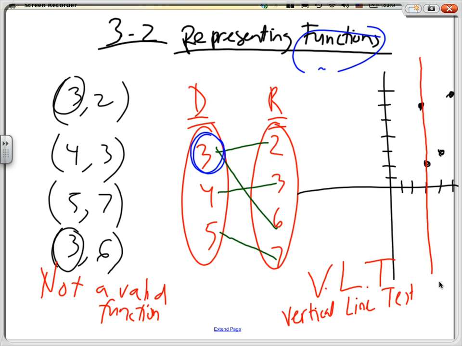So these are 3 different ways to do the exact same task, but I need to make sure that you know how to validate. If I ask you to do a mapping diagram, you know how to do a mapping diagram. If I ask you to do a graph, you also know how to use a VLT to test it. Okay, go ahead and ask a question.